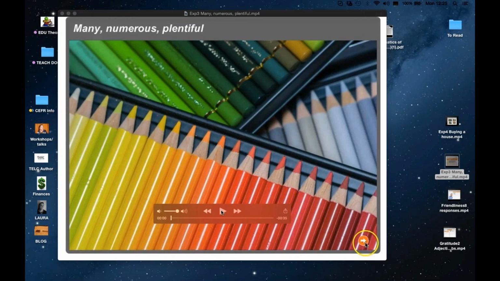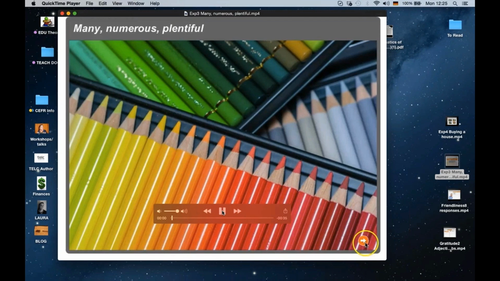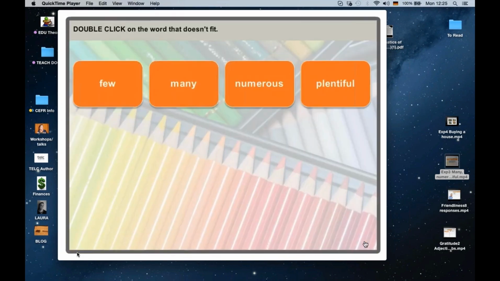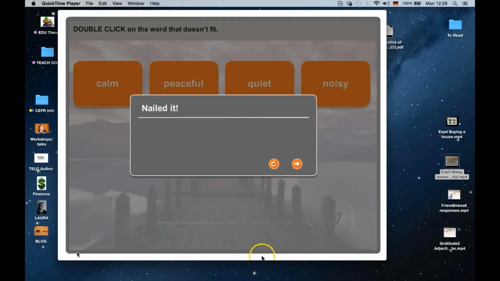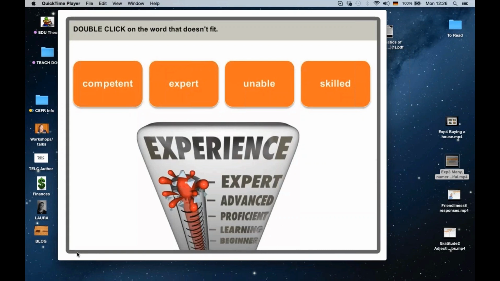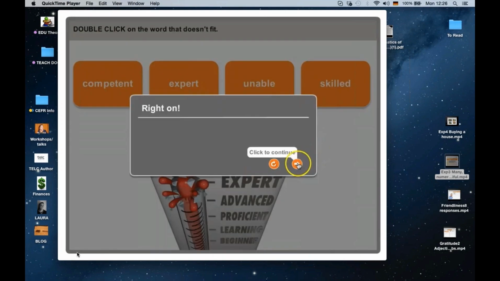Yeah, so this is vocal response. Depends now how you do it on the size, but in general, I'm going to get my students to shout out the answers. So we'll just have a look. Double click on the word that doesn't fit. So calm, peaceful, quiet, noisy. Students have to shout out noisy. Competent, expert, unable, skilled. Get my class, yeah. So I did it a bit fast, I realize. Obviously, in your own lesson, you could take it at your own speed there.